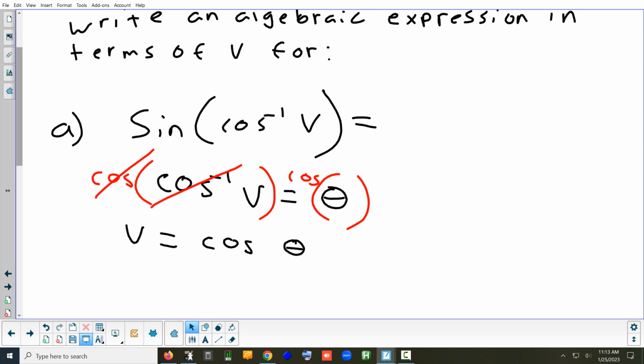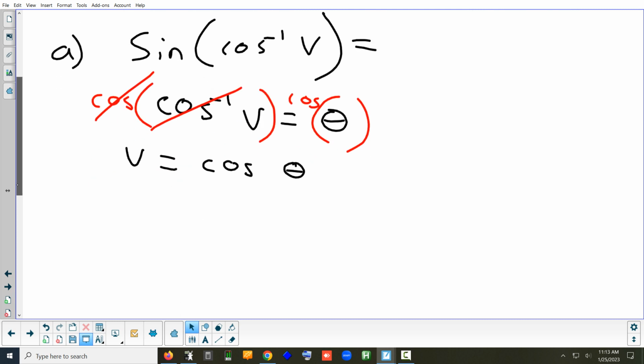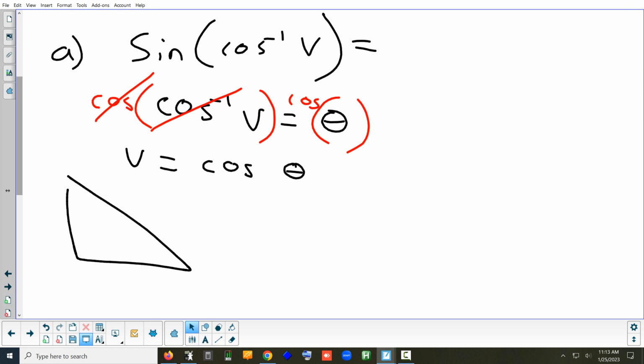Now, you want to draw a picture for that. You need to draw a picture that's a right triangle. You need to put theta in it somewhere. You can put theta anywhere you want as long as it's not the right angle. And you have to represent this fact in this picture. I know that if I take the cosine, it has to come out to v.